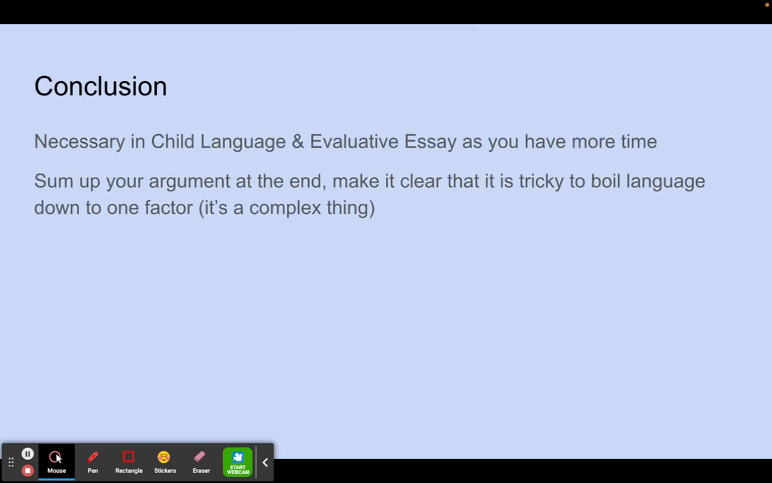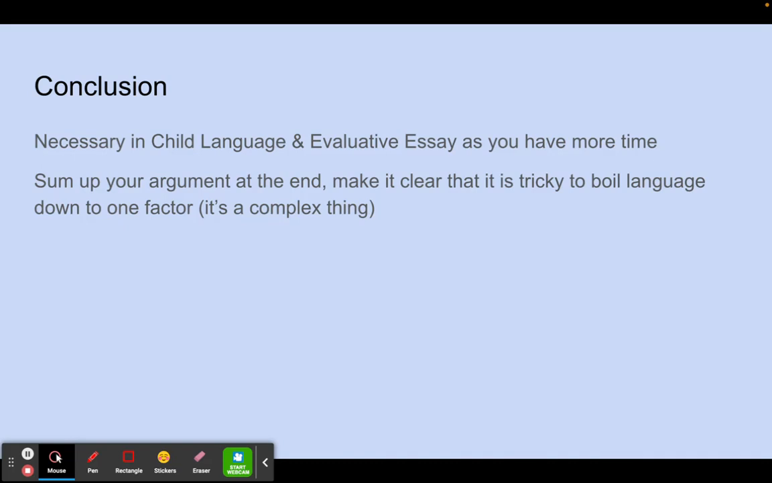So conclusions aren't necessary in all of your questions, like with the introductions. In fact, it's only your child language essay and this question that you're really going to be incorporating one. The reason for that is that you've got more time on these questions. In representation, you really don't have a lot of time, so you need to go straight into what it is you need to do for those questions, equally with language discourses and all the rest.